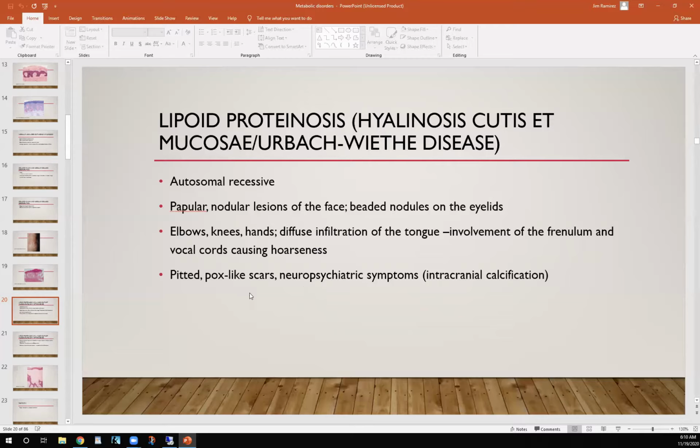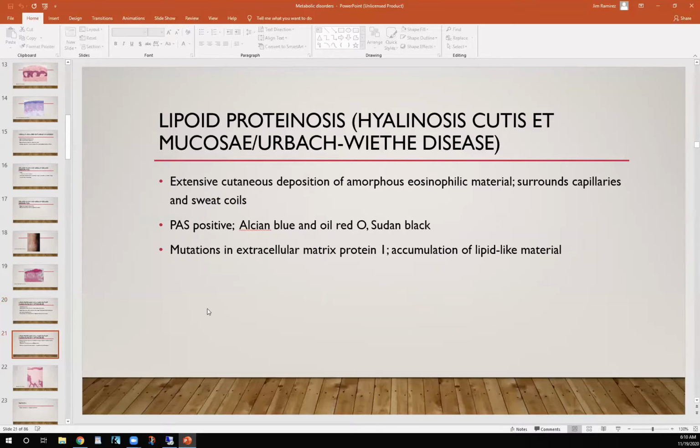These patients can have pitted pock-like scars and neuropsychiatric symptoms. And then what interests us here in dermpath is you have extensive cutaneous deposits of amorphous eosinophilic material, which surrounds capillaries and sweat coils. It can be PAS positive, Alcian blue, oil red O, and Sudan black. Actually, I've never seen a case except in conferences and things like that. But again, I kind of file it under things that have a similar appearance under the microscope to amyloid. CPC will again be very helpful in distinguishing all these conditions.